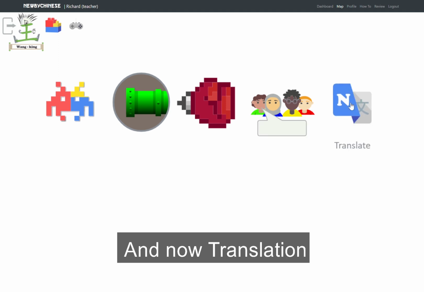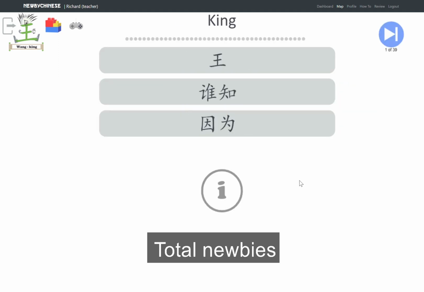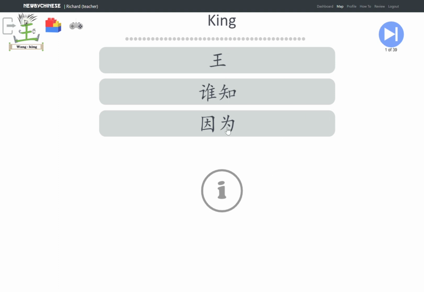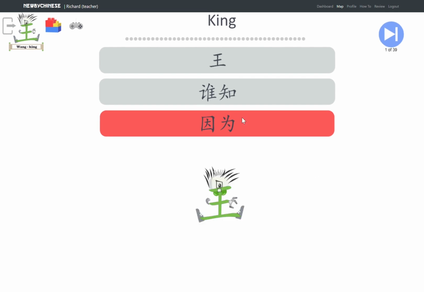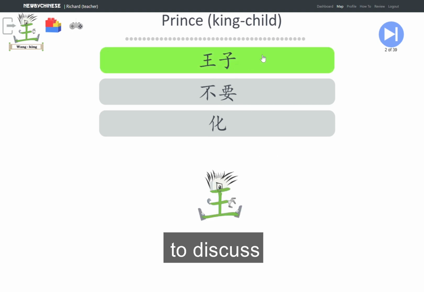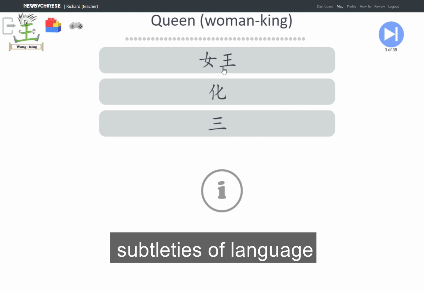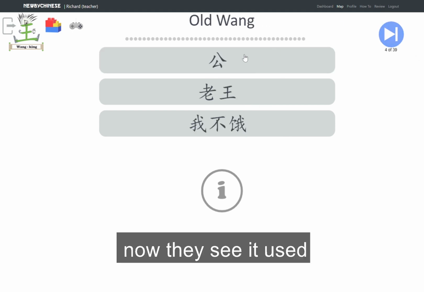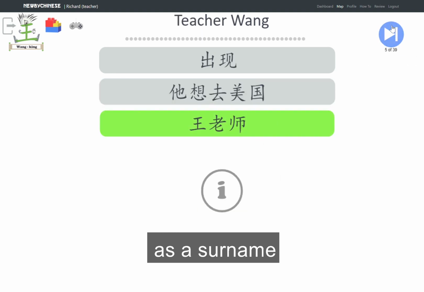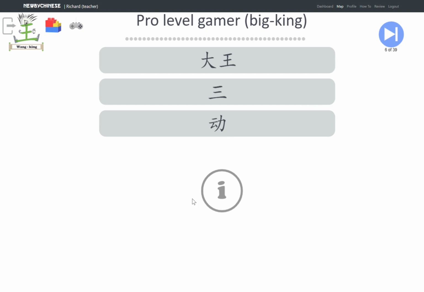And now we're going to go to translation. Now, what you'll find is total newbies can easily deal with this. So we're looking to translate king. We have 3 options. Don't get the wrong one. Here's our clue if we need it. King. One. Okay. Kneel before you. Now let's see it in some real world sentences. A prince is a king's child. Need a hint again? King. Oh, there it is. One. Okay, queen, woman, king. Oh, okay, cool. Old Wang. Now they're seen as a surname. King. One. Okay, teacher Wang. Wang 老师. Cool. Pro level gamer, big king. King. Okay, cool. Mrs. Wang.